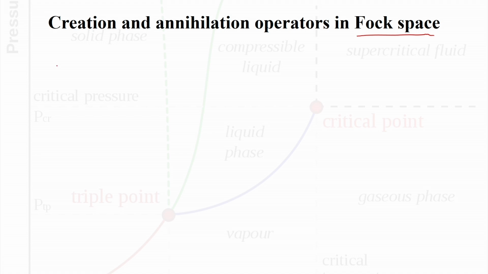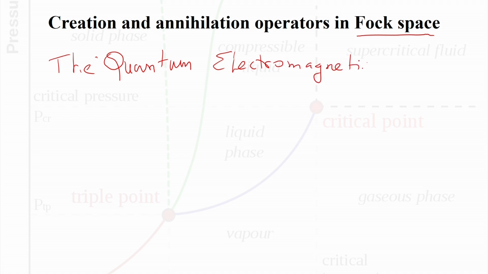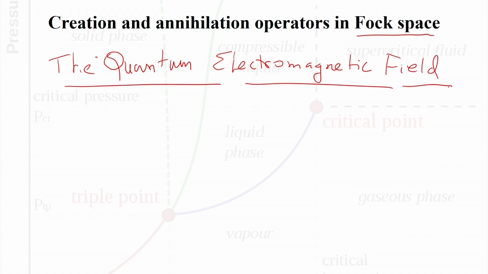In the same vein, we can study other systems which have similar properties, and I am going to come back to this Fock space a little later. So let me study instead the electromagnetic field. First I am going to study the quantum theory of the electromagnetic field.